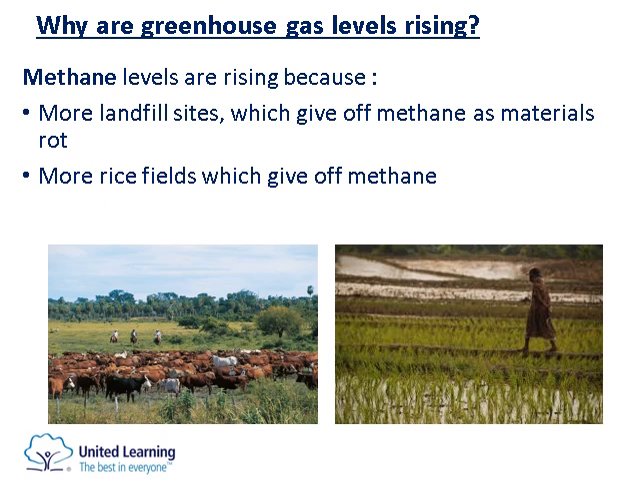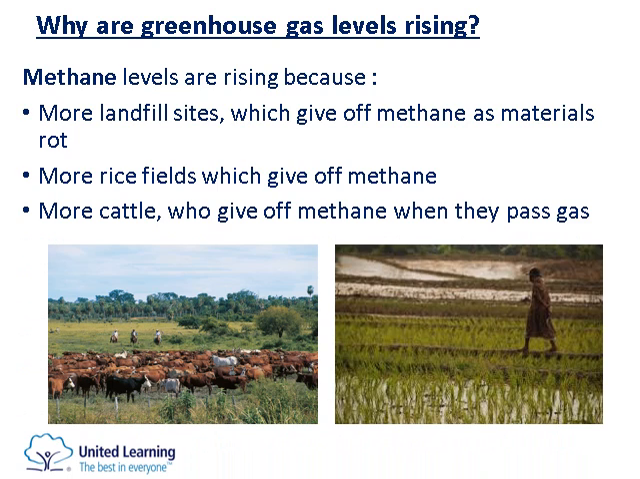So we have more rice fields, which give off methane because of the bacteria in them. And more cows, and cows give off methane when they pass gas. So the more people there are, the more demand for beef. We have more cows, which means more methane.